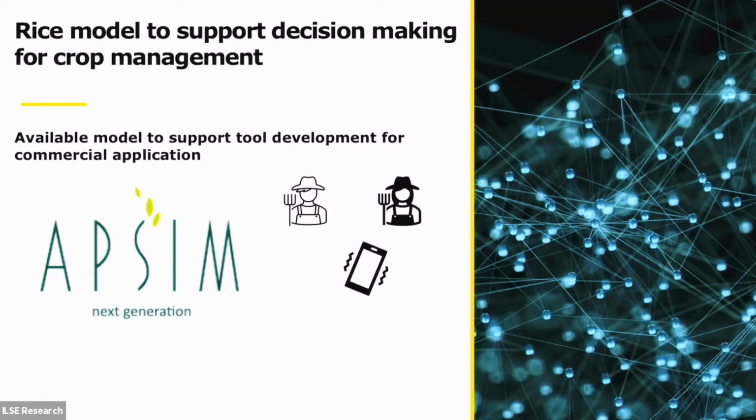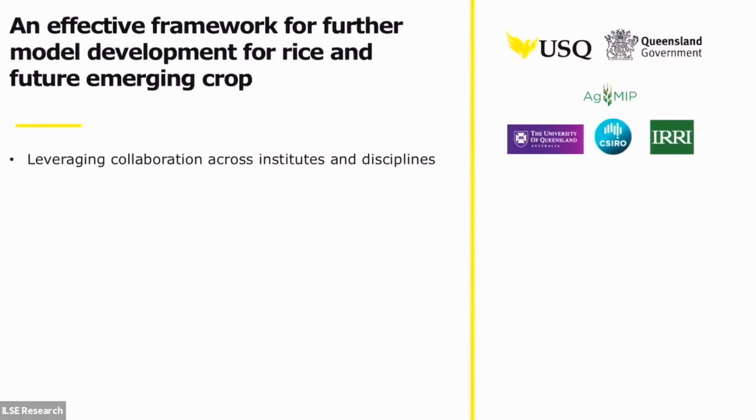Having a decision supporting tool for farmers in terms of crop management means that we now have a tool that will accelerate the building up of the capacity of farmers to grow rice in Northern Queensland. And this is something very, very important as we are thinking about scaling the industry and establishing it as a viable and profitable industry.